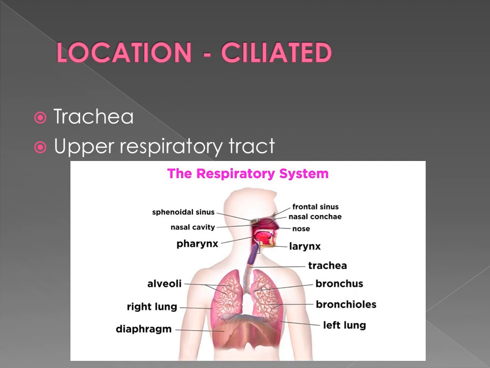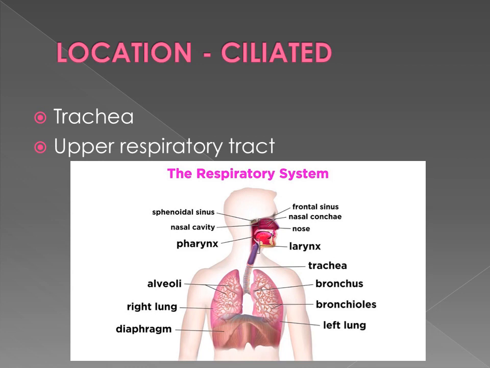Then here also a ciliated type is there, and a non-ciliated type is also there. Like the columnar cell: ciliated columnar epithelium, non-ciliated columnar epithelium. Like that, here also in the pseudo stratified cells, a ciliated type is there and a non-ciliated type is also there. Let us see where the ciliated type is present. This ciliated type is present especially in the trachea as well as the upper respiratory tract.